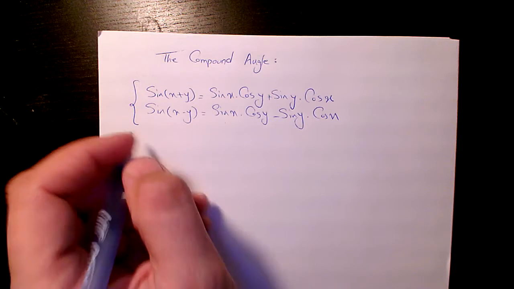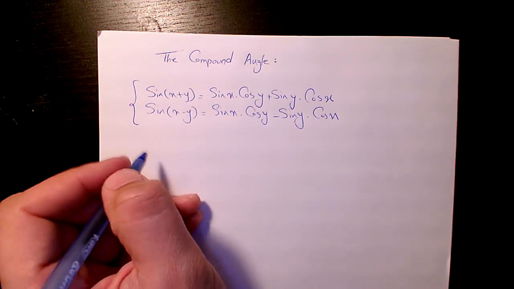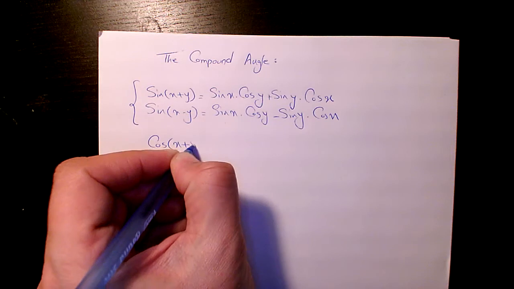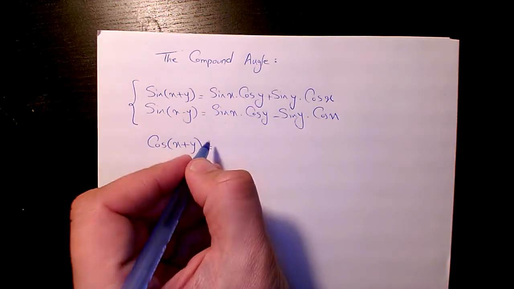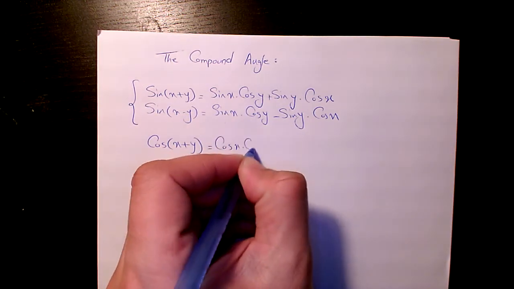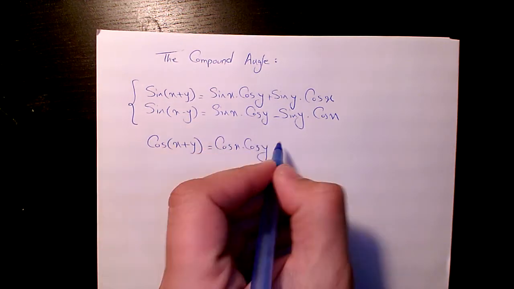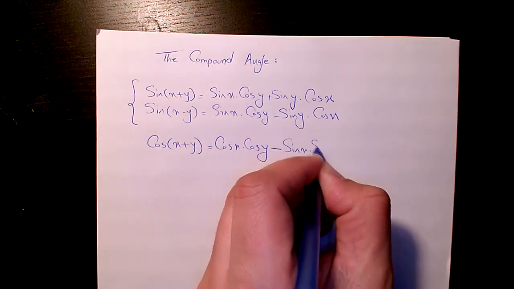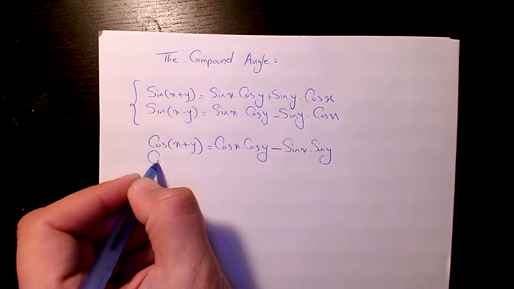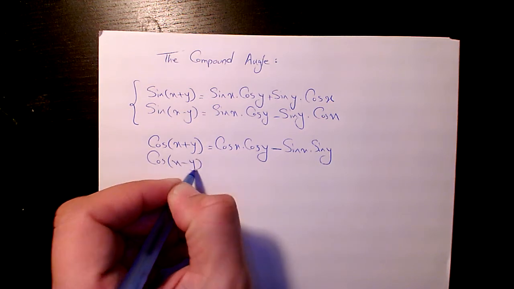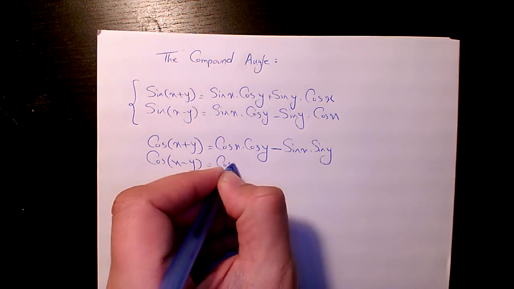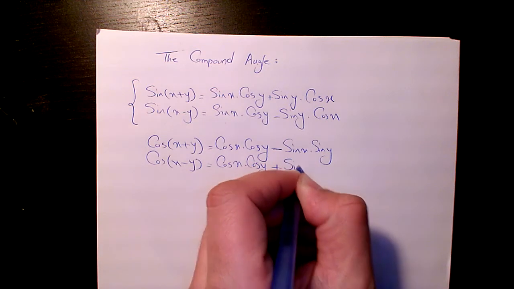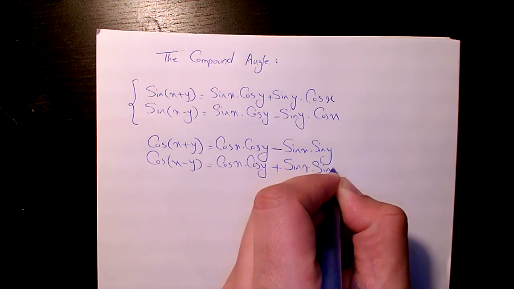I can write the compound angle for cosine functions too. Cosine of x plus y is going to be cosine x times cosine y minus sine x times sine y. For cosine of x minus y, I can write cosine x times cosine y plus sine x sine y.